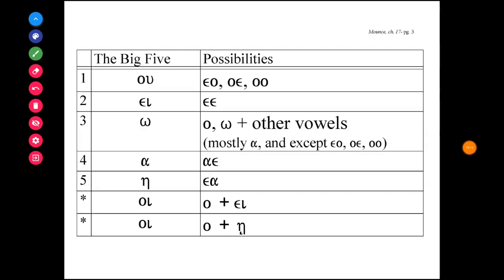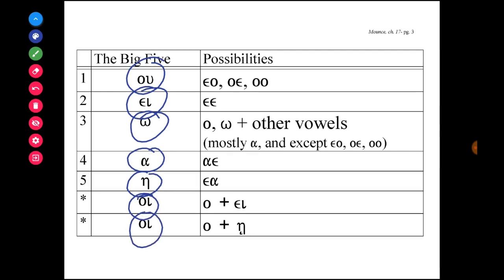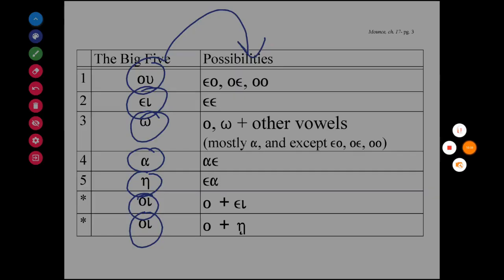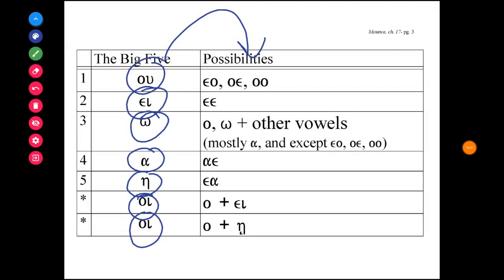In this next slide, you have the Big Five rules and the Little Two rules in reverse. If you're given a contract verb and you see these vowel contractions, you know that the reason these vowel contractions occur is because you have these possible stem vowels combining with the connecting vowels of the verb suffixes. And so these are the Big Five and Little Two rules. Now we're ready to go over the forms of the contract verb.